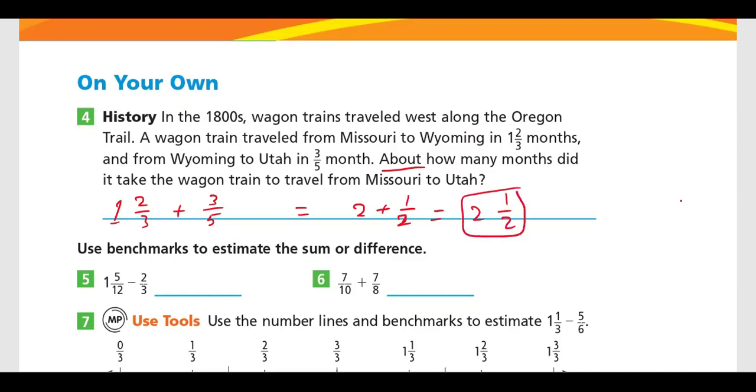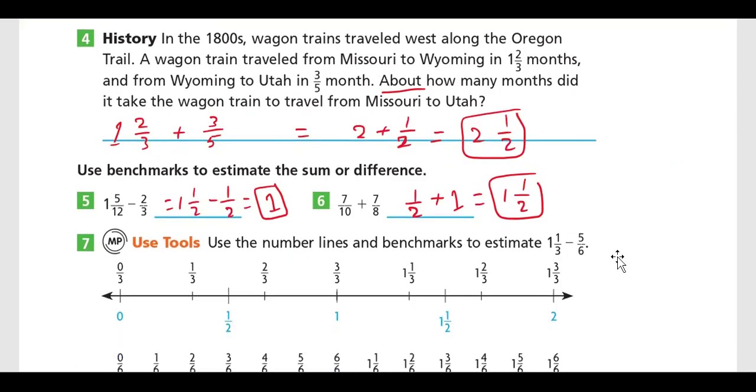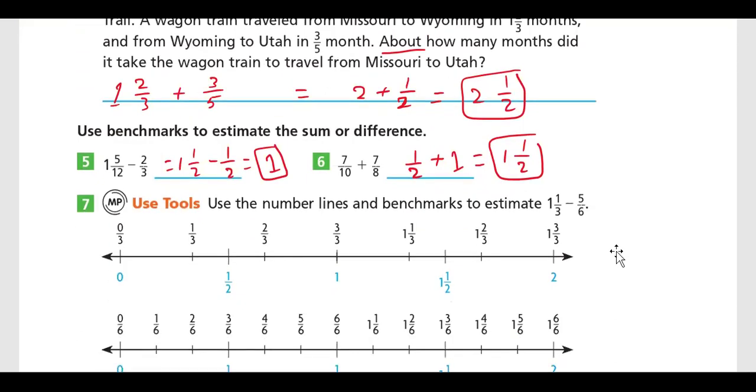Estimate 1 and 5 over 6 and 5 over 12. 5 over 12 is close to half, so it will be 1.5. 2 over 3 is close to half also. So if we subtract, it will be around 1. 7 over 10 is close to half, but 7 over 8 is close to 1. So if we add them, it will be 1.5. This estimate may be a little different between any two.